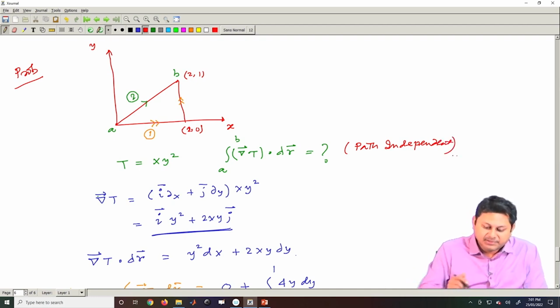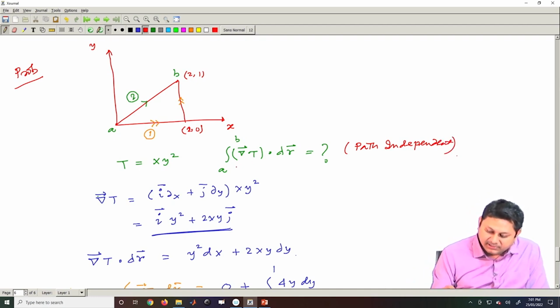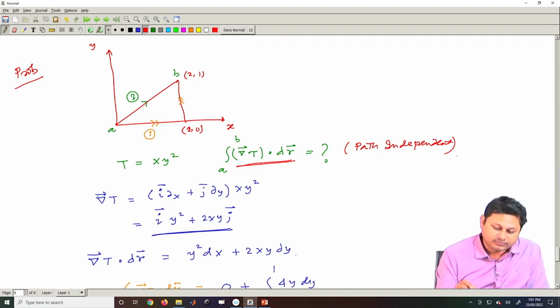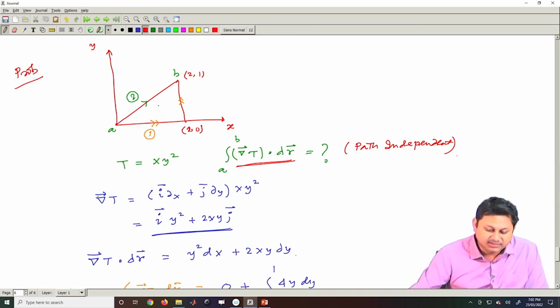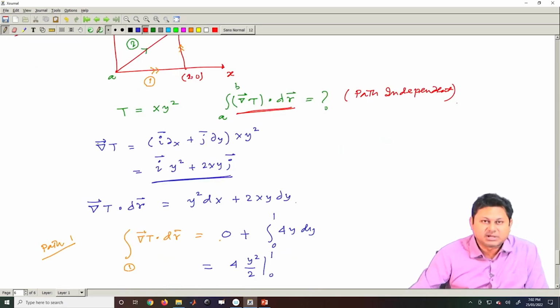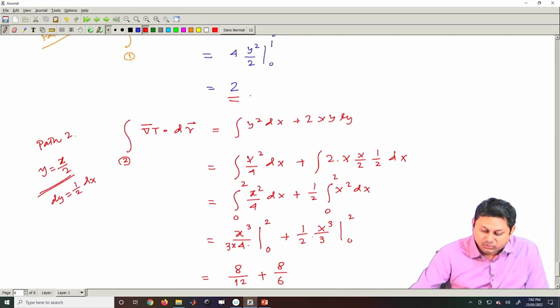This is path independent. That means, if I have an integral in this particular form, and you start from point A, for example, you can go from A to B in infinite ways. You can choose whatever path you like. There are an infinite number of ways you can reach from A to B. We have taken two very simple paths, path 1 and path 2. And you can see that for path 1 and path 2, both cases give the same result, which is expected because this quantity has to be path independent. So you will get the value 2 in both cases.